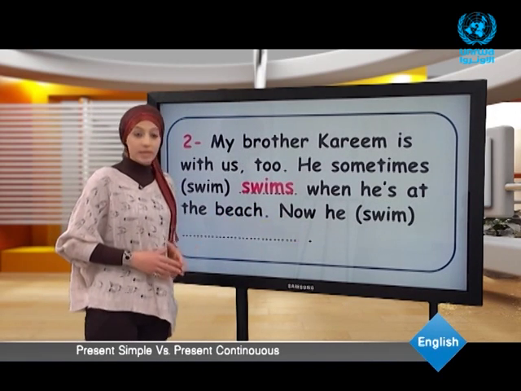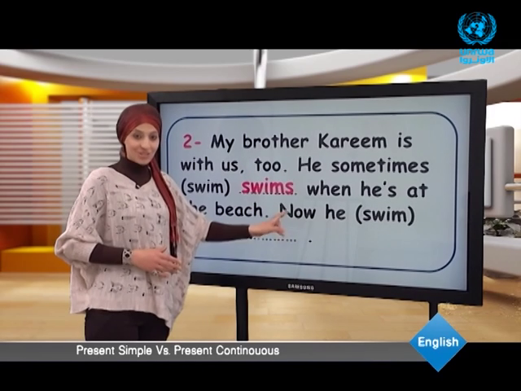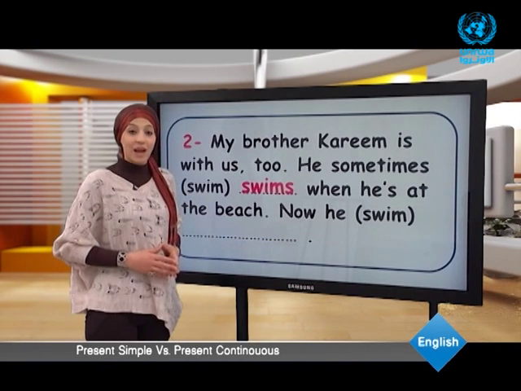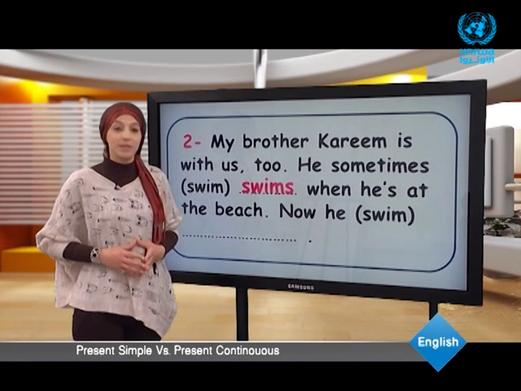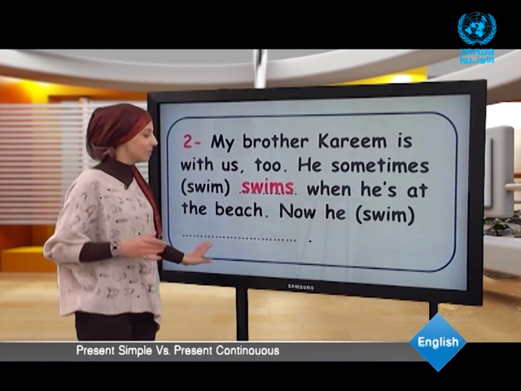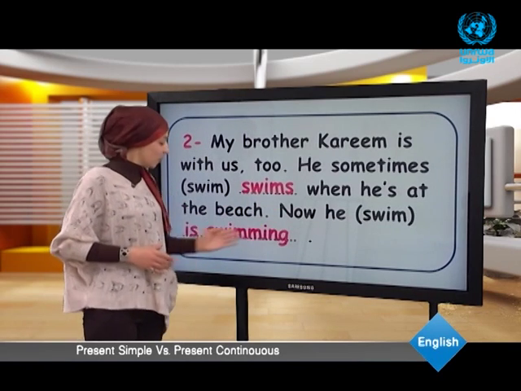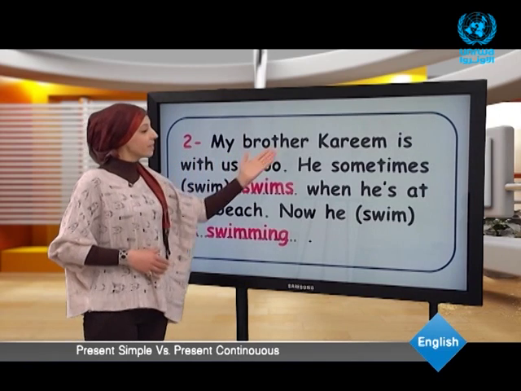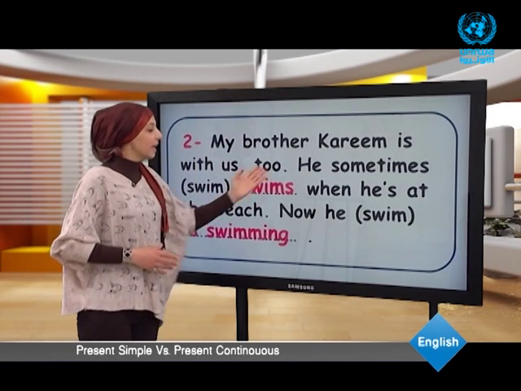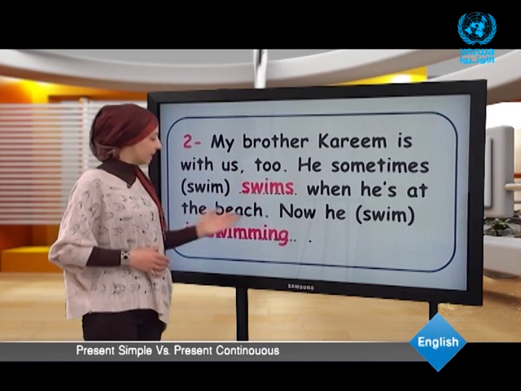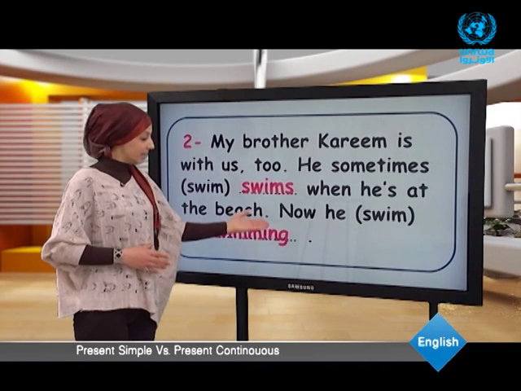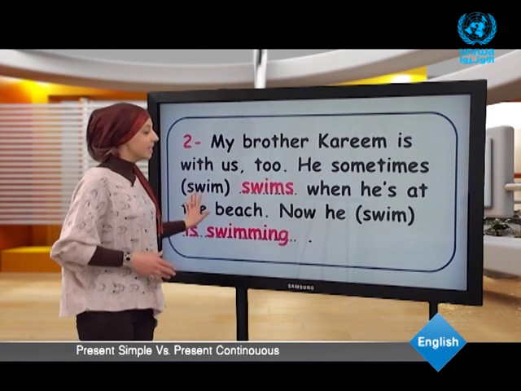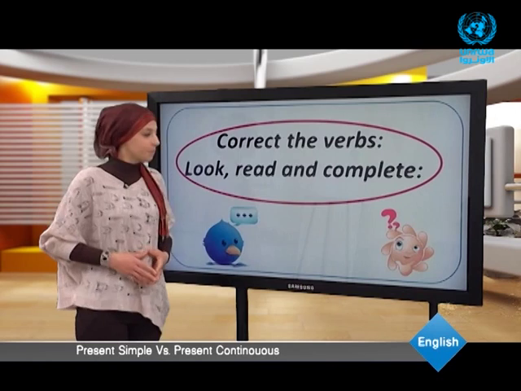Now the next one. Now, notice here. Now he. Are you going to use the present simple or the present continuous? Very good, the present continuous. Now he is swimming. Let's read it again. My brother Kareem is with us too. He sometimes swims when he is at the beach. Now he is swimming. Now let's move to the next activity.